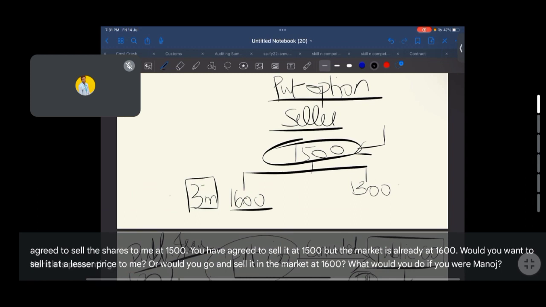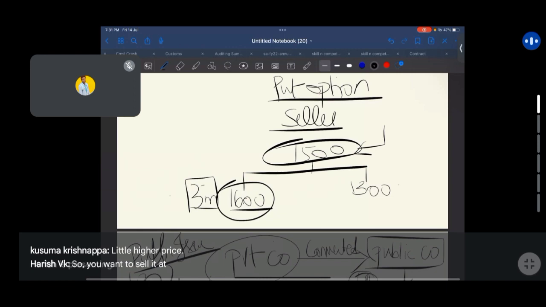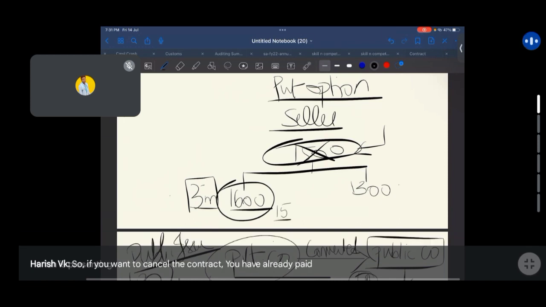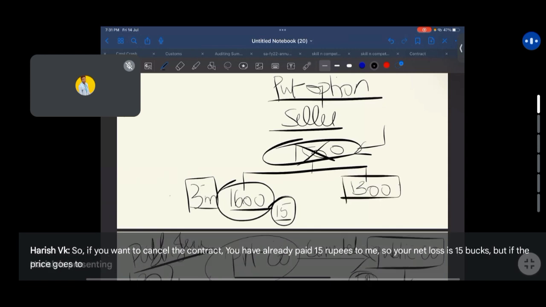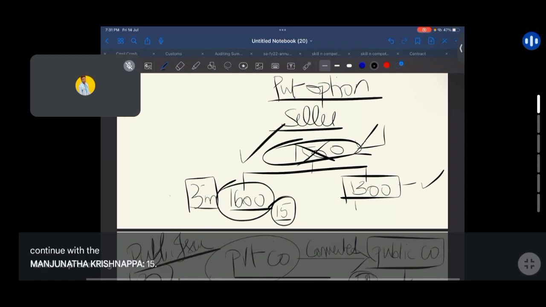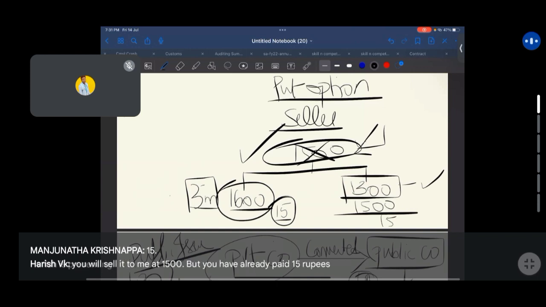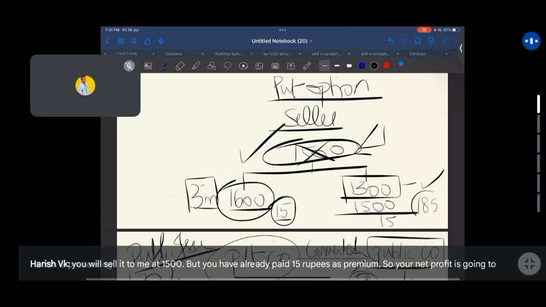We'll sell it at a higher price. You want to sell it at 1600, so you want to cancel the contract? 1300. So if you want to cancel the contract, you have already paid 15 rupees to me, so your net loss is 15 bucks. But if the price goes to 1300, as the seller, will you sell it at 13 or will you sell it at 15? As a seller, 1500 makes more sense, right? So you will continue with the contract and you will sell it to me at 1500. But you have already paid 15 rupees as premium. So your net profit is going to be 100.